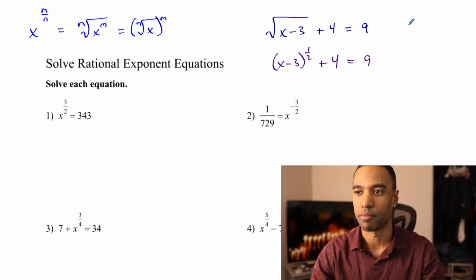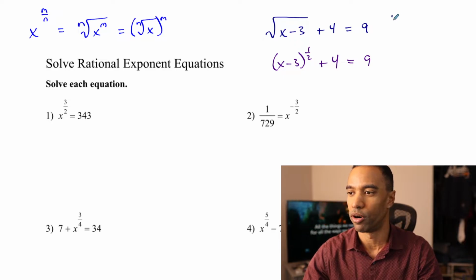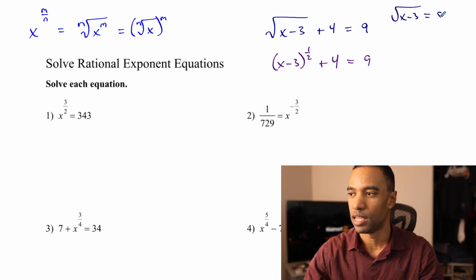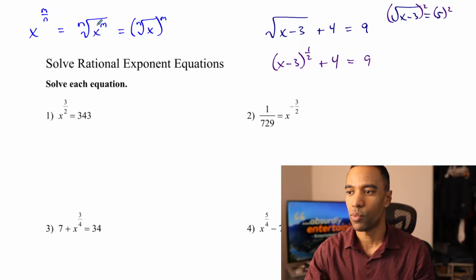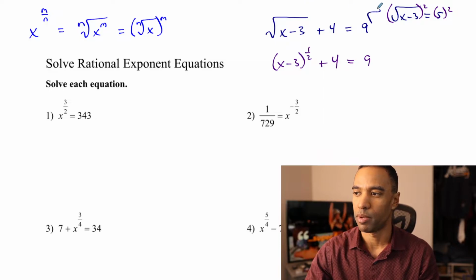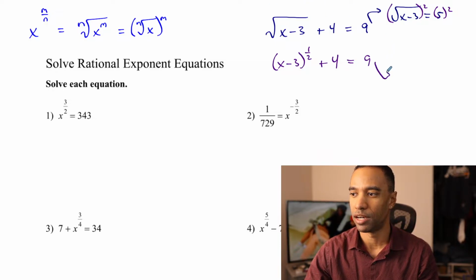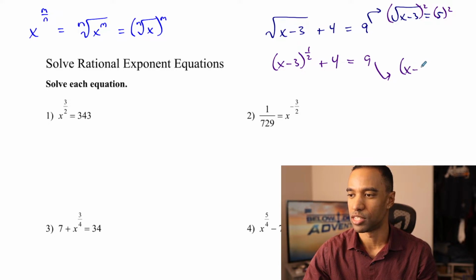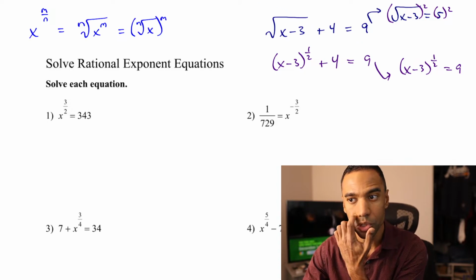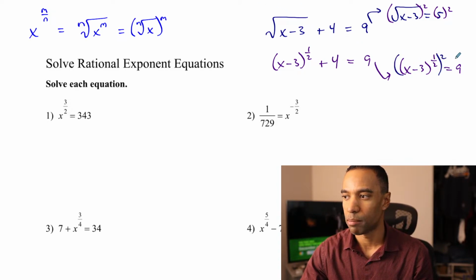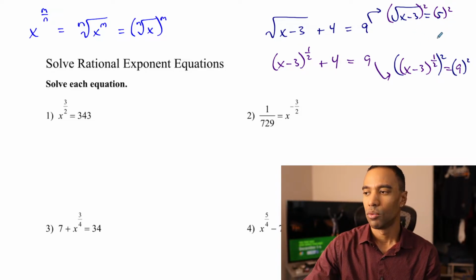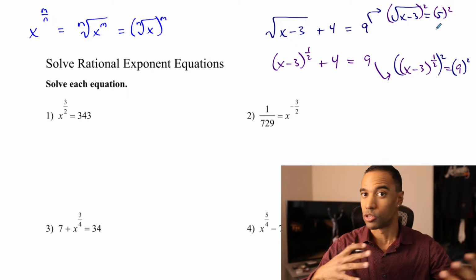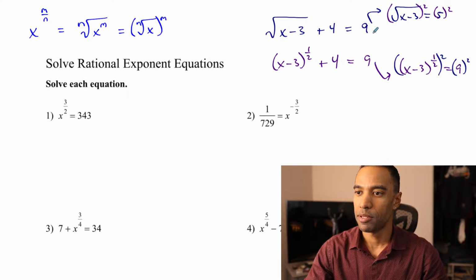When we did these problems at the time, we would subtract 4 over, so it'd say the square root of x minus 3 equals 5, and then we would square both sides. That's the same thing we can do in this problem down here, where once we subtract 4 from both sides, it says x minus 3 to the 1/2 equals 5. Then we would square both sides here as well, so raise it to the second power. Notice what it does here. Why does it cancel out the square root?